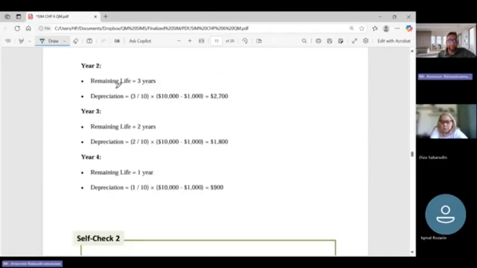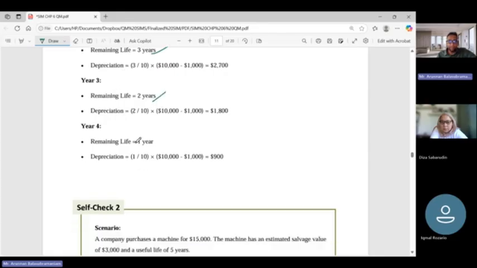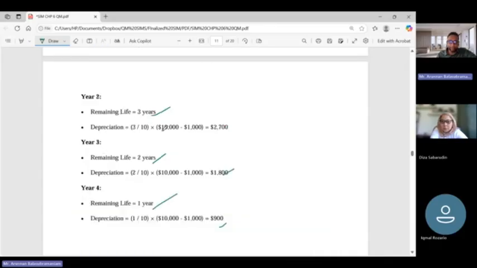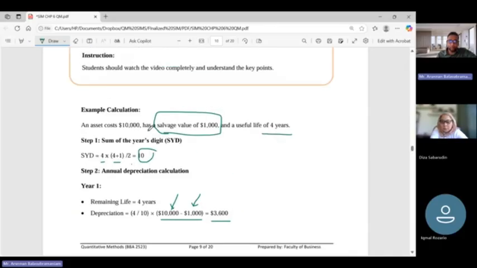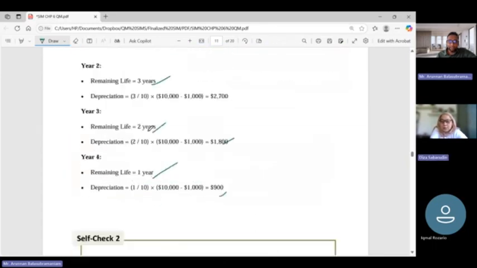So year 2, remaining life of 3 years. Then year 3, remaining life of 2 years. Then year 4, remaining life of 1 year. So this will be the calculation. So how much is the yearly depreciation? I hope you can go through this, and we shall discuss.